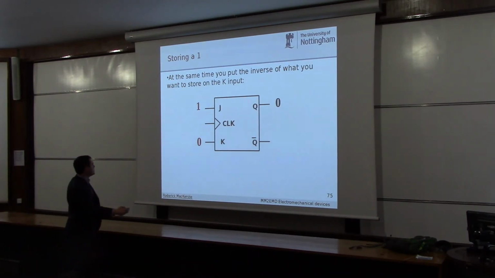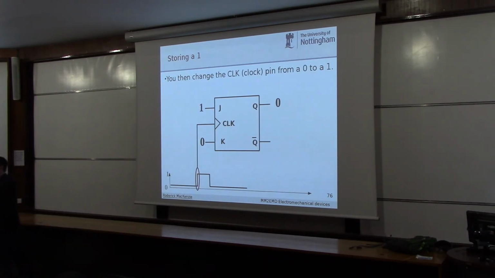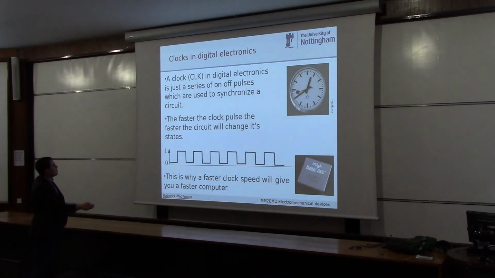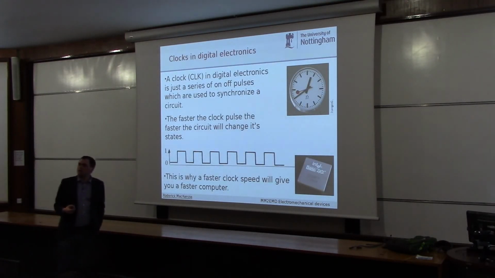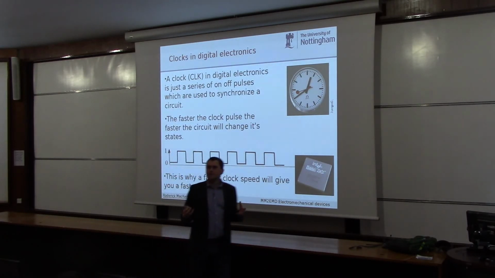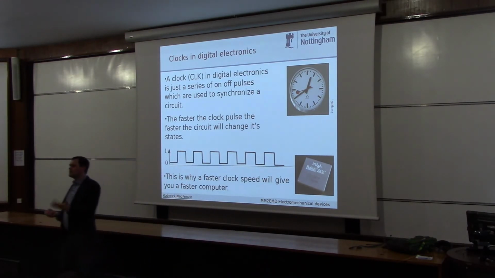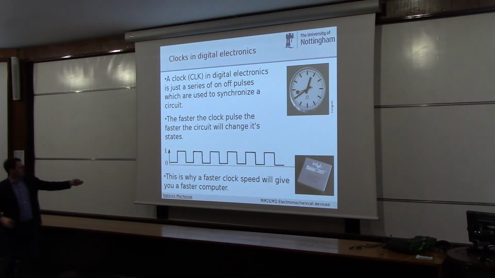And then what you do is you apply a pulse to the clock pin, okay? Now this might seem a little bit abstract, but I want to explain, I think I do it in this slide, what a clock is. A clock in digital electronics is basically something that makes things happen. It synchronizes a circuit. So you know when you buy a mobile phone, it says it's got a clock of a gigahertz or something. That means in your phone, there's a signal that looks like this.